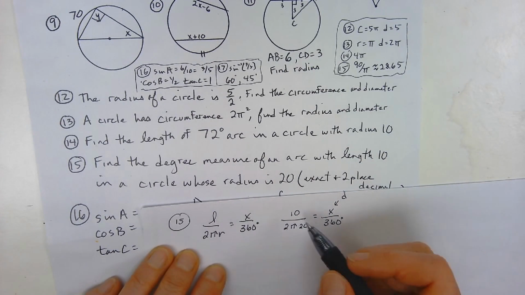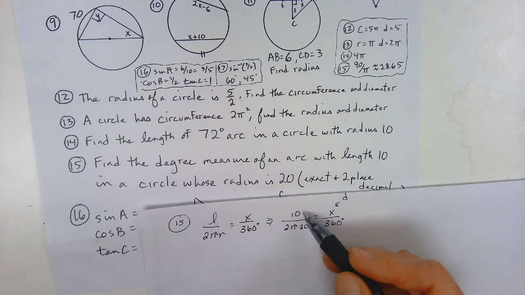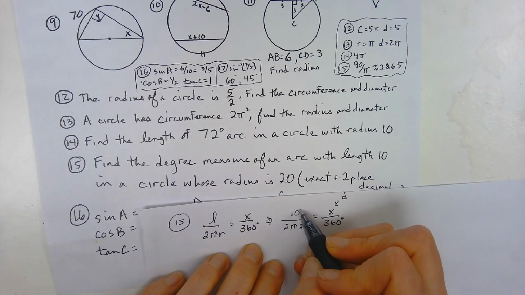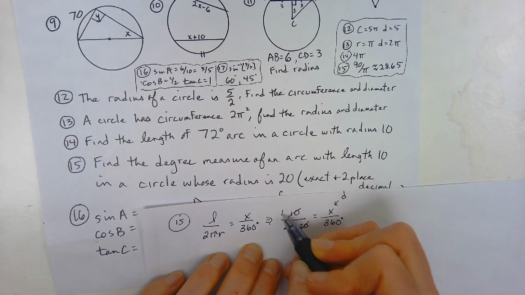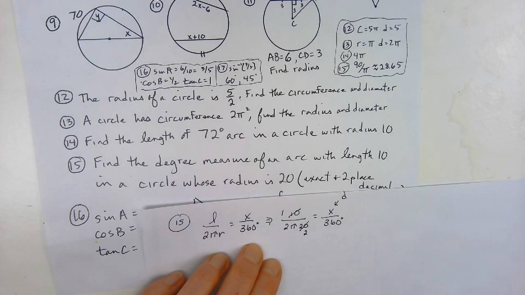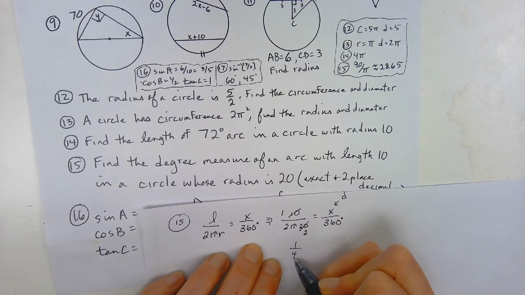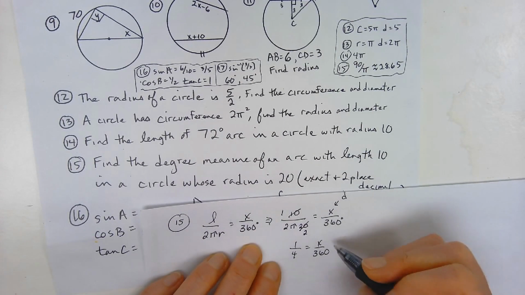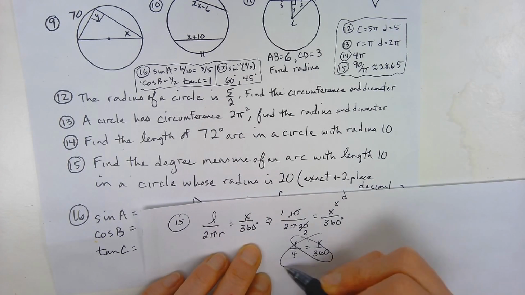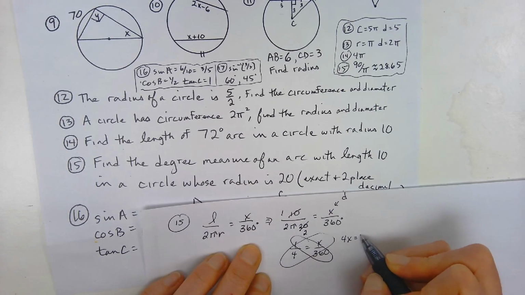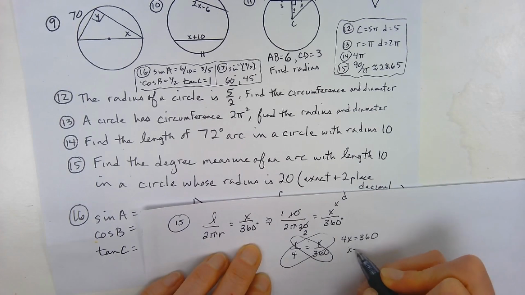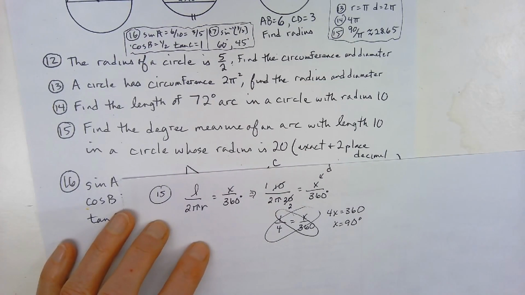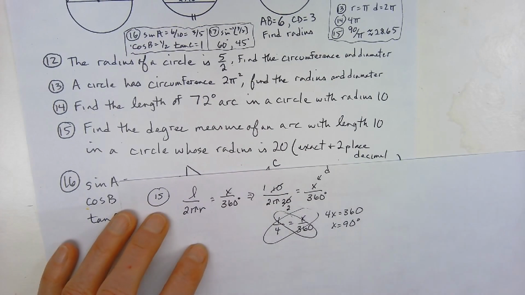Okay, so I could simplify a little bit first before I cross multiply. That's how we solve proportions. So this could be down to 1 and 2. I get 1 over 4 equals x over 360. Cross multiplying gives the result of 4x equal to 360. X then equals 90 degrees. So for 15, I get x equals 90 degrees.